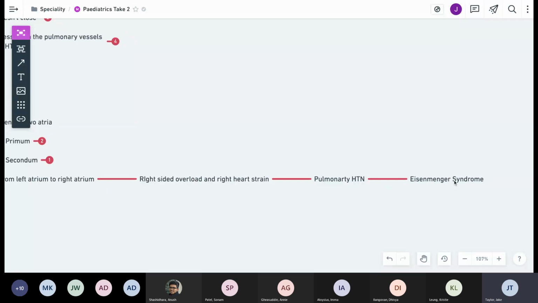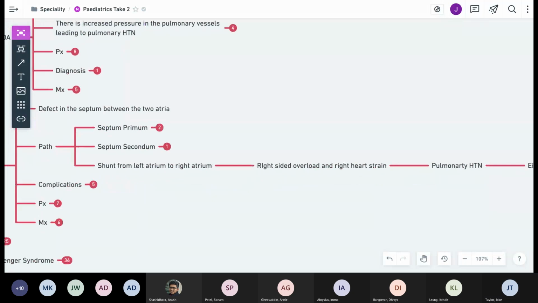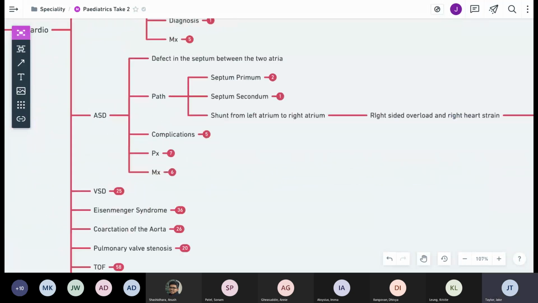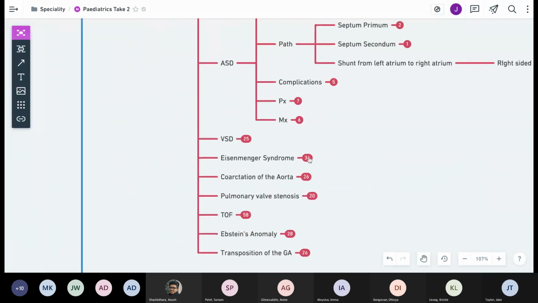Does anyone know what Eisenmenger is? I never said it aloud, so I'm not sure I'm pronouncing it right, but Eisenmenger syndrome. Does anyone know what that is? Good. So when the shunt is reversed, very nice.